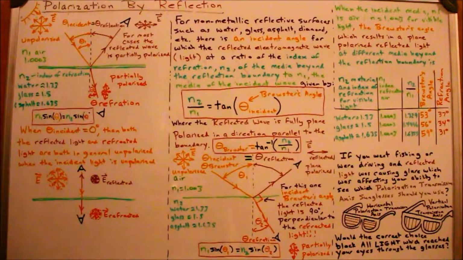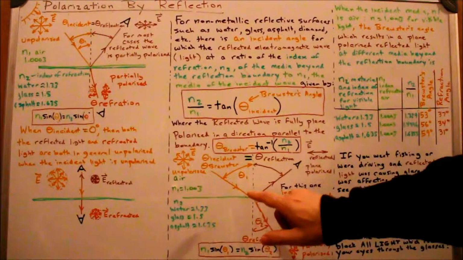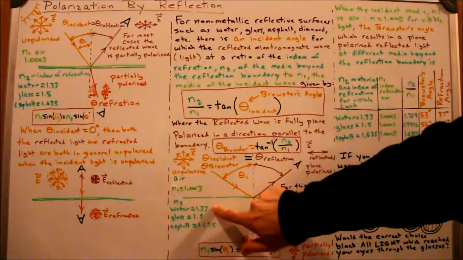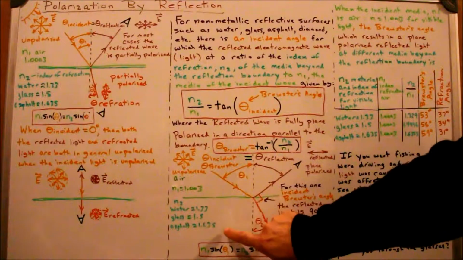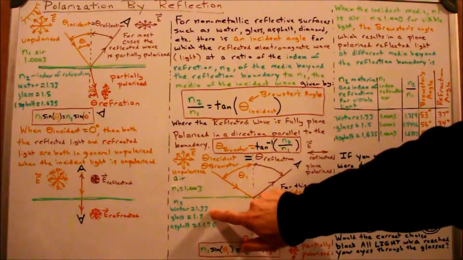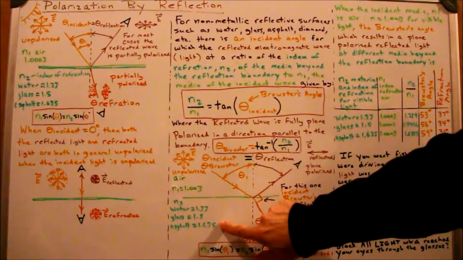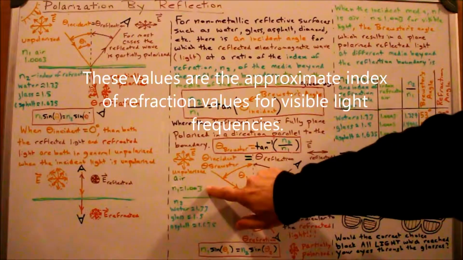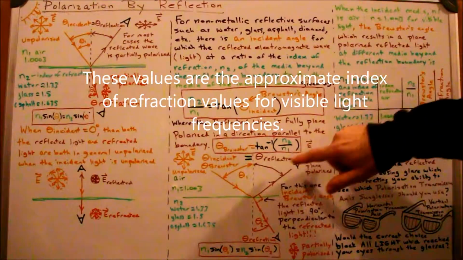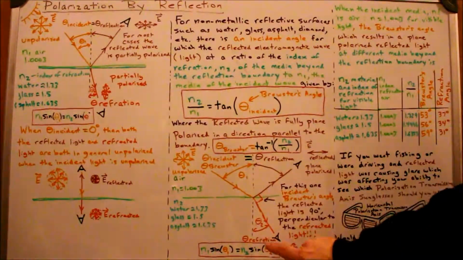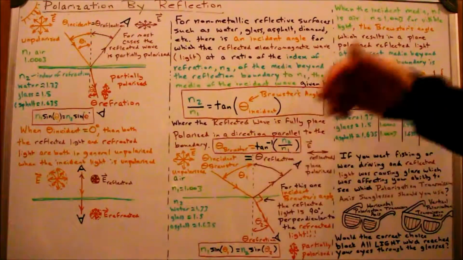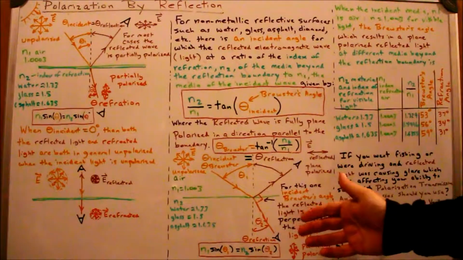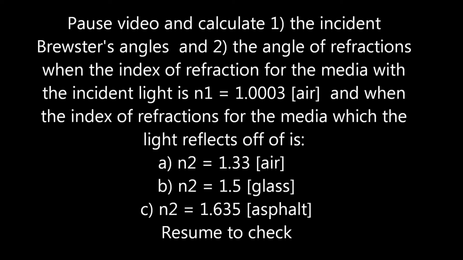So as a quick check on that, let's do a case where we have air, the incident angle comes in, and the second medium is water, then glass, and then asphalt. So water is 1.33, glass is 1.5, asphalt is 1.635, and air is 1.003. I want you to solve for the Brewster angle and then the angle of refraction. So why don't you pause the video, solve for those cases, and then we can start back up and check.